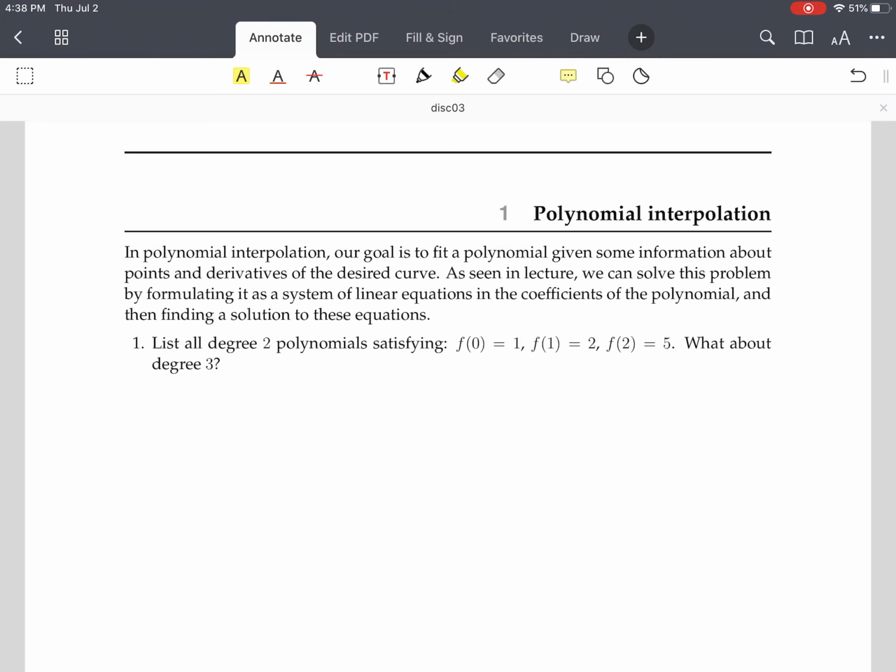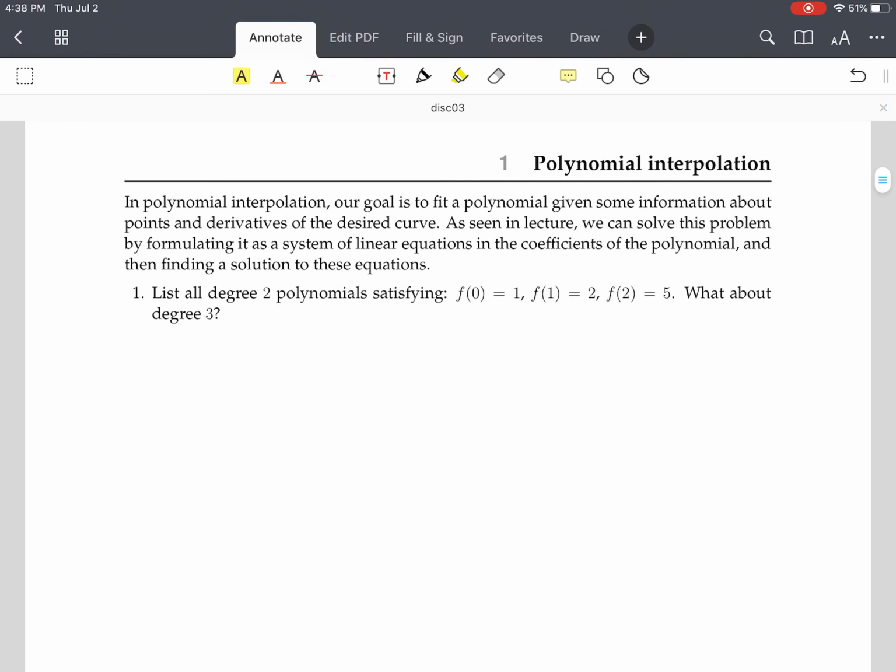So let's get started. The first question says, list all degree 2 polynomials satisfying f of 0 is 1, f of 1 is 2, and f of 2 is 5. The first thing to keep in mind here is that in order to uniquely specify a degree 2 polynomial, we need 3 points, and that's what we have here. So when it says list all degree 2 polynomials, we know that there can only be one. There's one unique solution. Let's go ahead and find this.